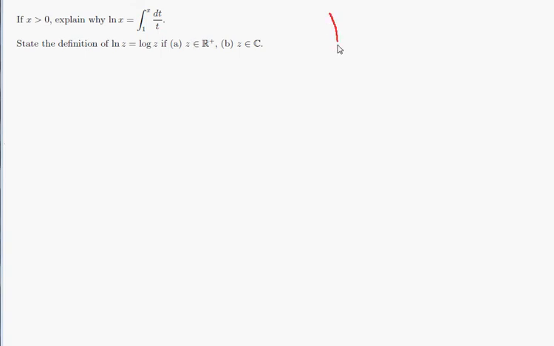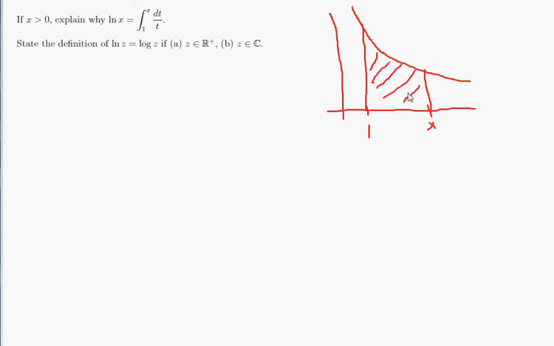Natural log x is defined to be the value so that, if you take the curve 1 over x and you go from 1 to x, natural log x is actually defined to be the area under the curve between 1 and x. So whatever that area is equal to the natural log of x.